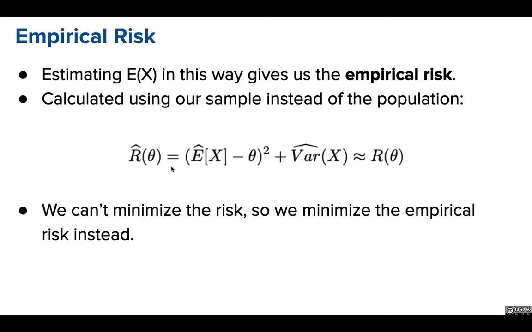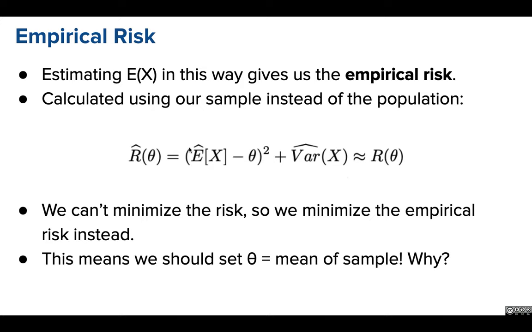So we want to make this guy as small as possible, and the way we set this to be as small as possible is to set theta equal to the mean of our sample. If we set theta equal to the average of our sample, then theta is equal to expected value hat of x, and that means that this bias term will be 0.